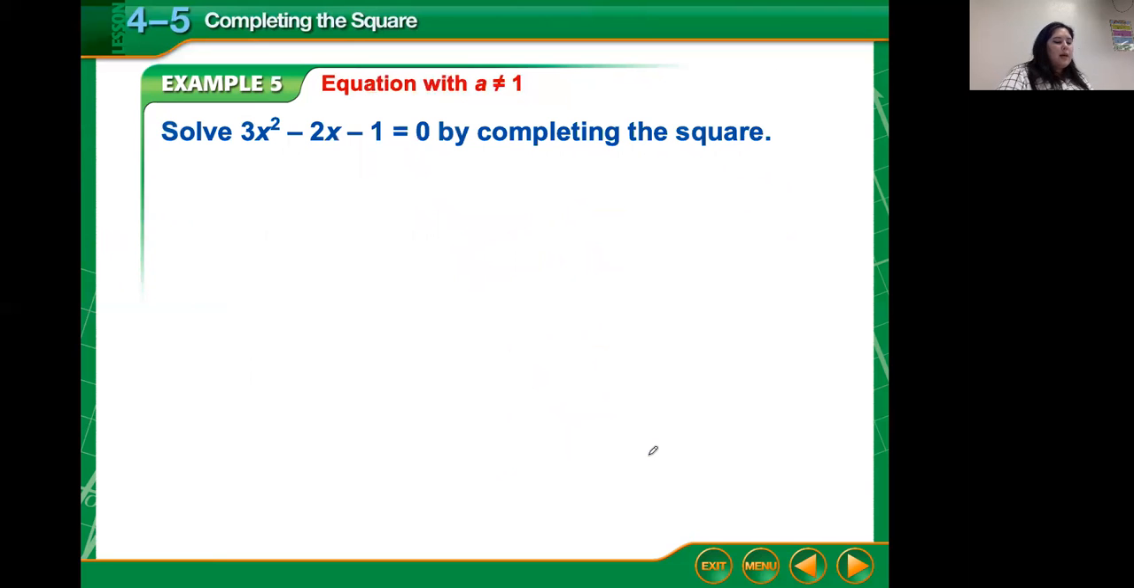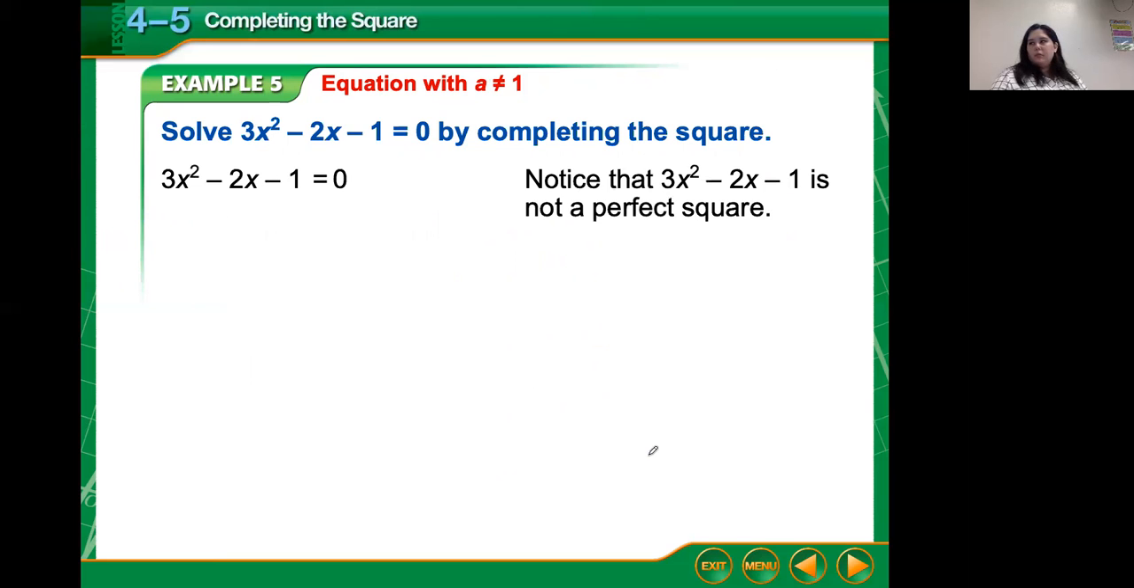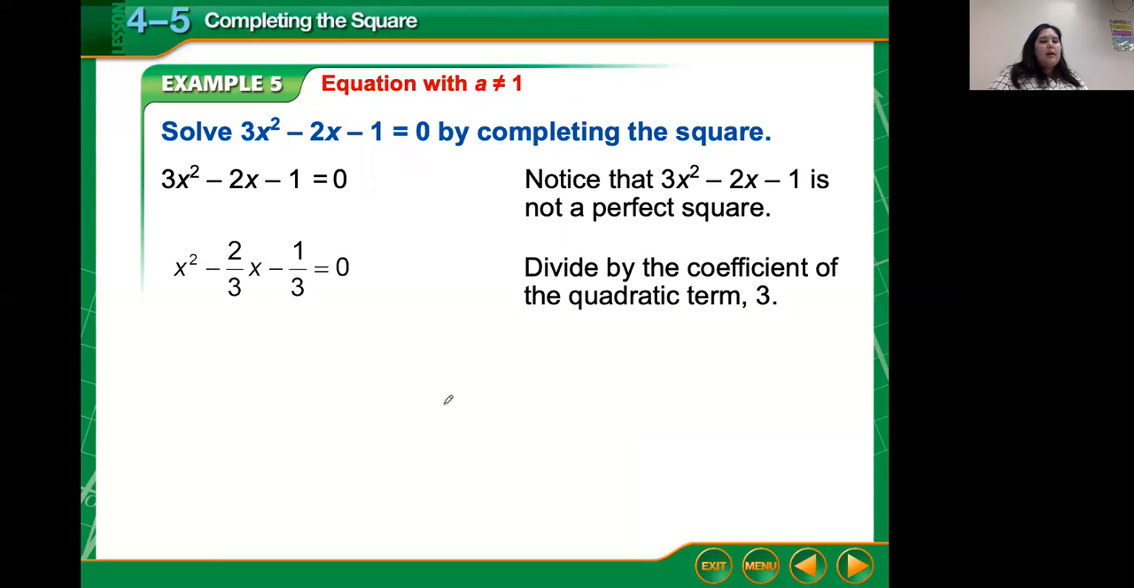All right, so now we have an example that's a little bit more work involved. You are probably going to work with fractions in these cases, where we have an a value that's not equal to 1. So there's an extra step involved here. We're first going to divide everything by the a value, so we're going to divide everything by 3. When we do that, our a value becomes 1, and we're left with negative 2/3 and negative 1/3 for b and c.